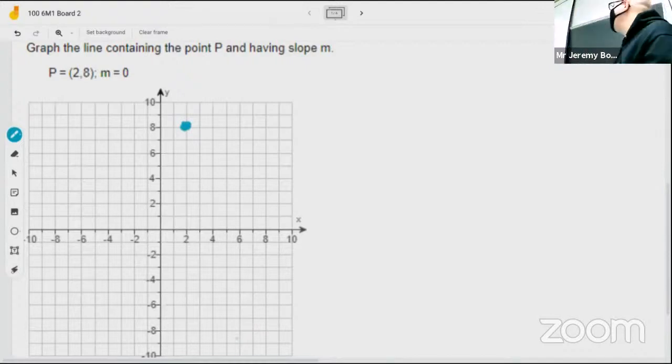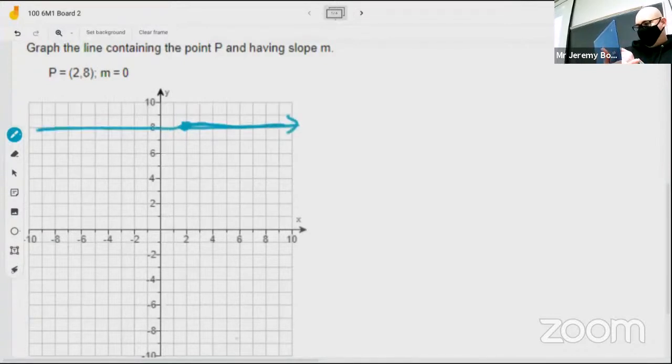When you have m equal to 0, that means there's no change in y, but x can change. We also know that it means it's a horizontal line. And so that's going to be our line there. Remember, if the slope is undefined, that would be a vertical line. If we don't have that, it's a horizontal line. Any questions on that problem?